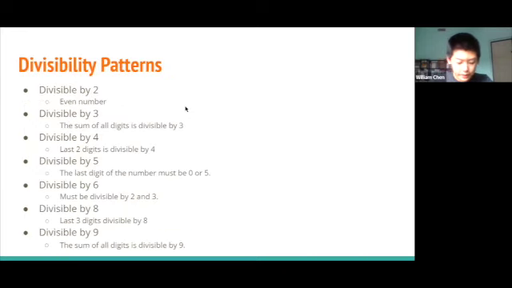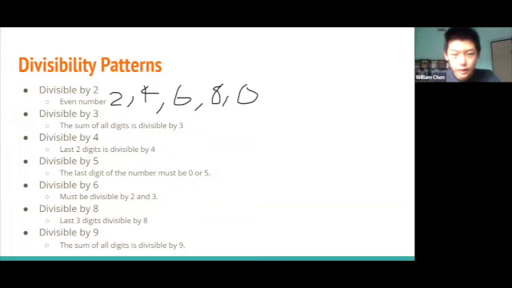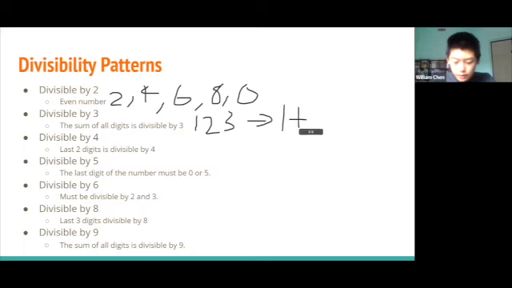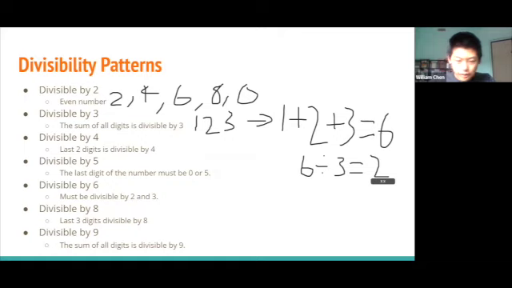First, let's start with divisibility patterns. If a number is divisible by 2, it's an even number, meaning it ends in 2, 4, 6, 8, or 0. If a number is divisible by 3, then the sum of its digits is divisible by 3. This means that if you add the digits in the number up, that sum should also be divisible by 3. For example, look at the number 123. The sum of the digits in this number is 1 plus 2 plus 3 equals 6. 6 divided by 3 equals 2 without a remainder. 123 is divisible by 3.